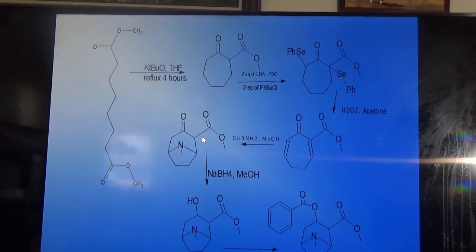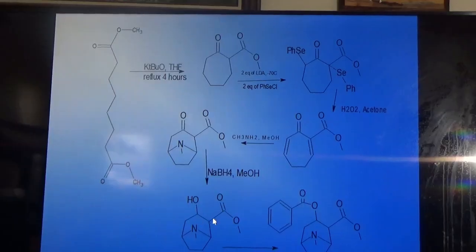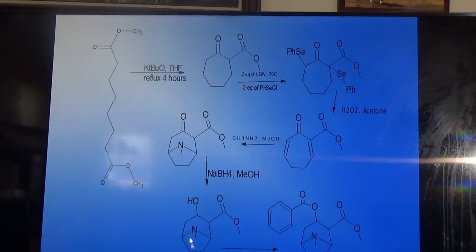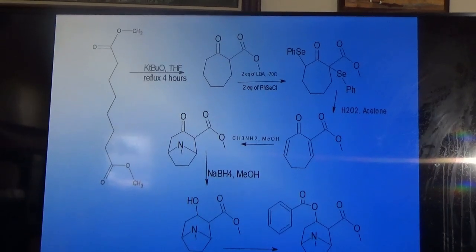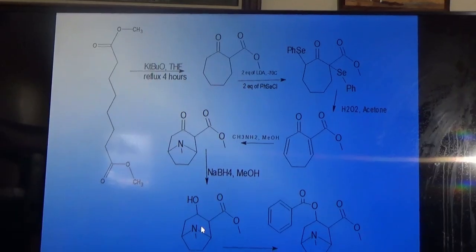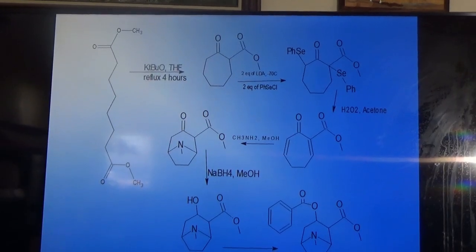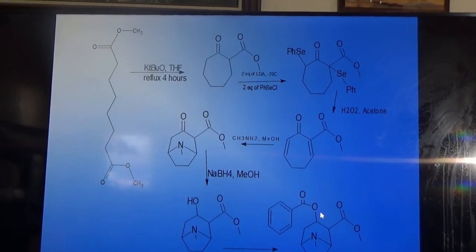All you have to do to make racemic cocaine is reduce with sodium borohydride. You get a mixture of D and L pairs, and you definitely get diastereomers. So you have 4 isomers here, because it's 2 diastereomers, each with the D and L. So you get a racemic mixture of both diastereomers. Once you react that with benzoyl chloride, you end up with racemic cocaine.